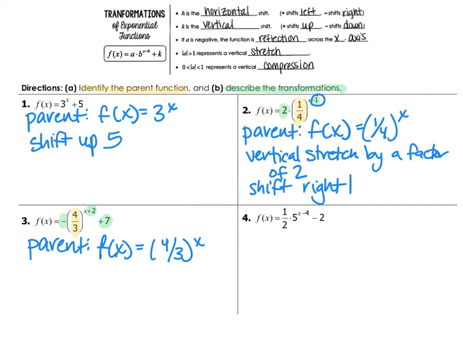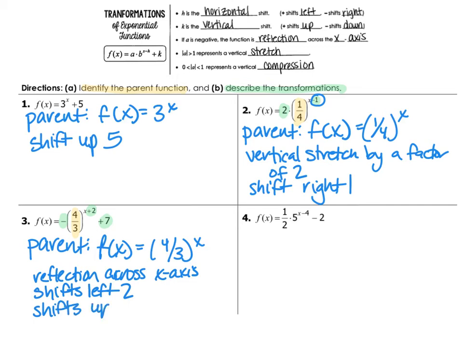So the transformation out in the very front is a -a. So we have a reflection across the x-axis. The little +2 is in the h position, and since it's a plus, we see it shifts left 2. And then the +7 is in the k position, and since it's a plus, we see that it shifts up 7.